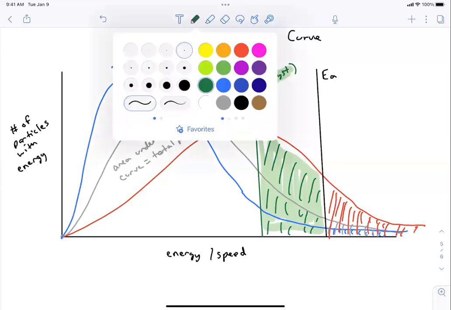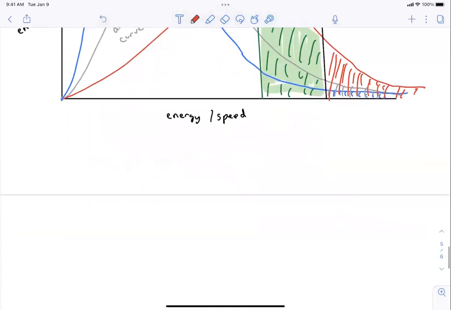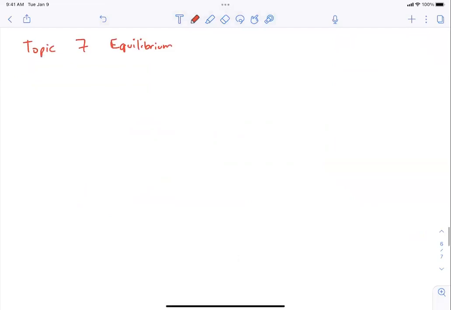Okay, we're going to skip 16 for now, and we're going to go to topic 7, equilibrium. Oh, sorry, 105. Maybe we will go to 2. Sorry. Okay. Two ideas from equilibrium that I want you to think about. Okay. One.